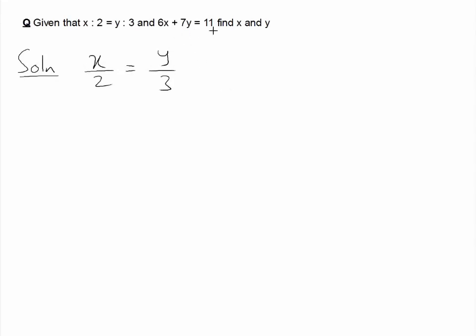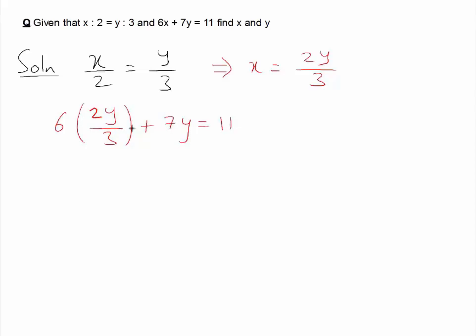Now in this question it's given x is to 2 equals y is to 3 and 6x plus 7y equals 11. To find x and y. So one method is that we find x from here. So x will become 2y by 3 and then substitute this in this x. So we will get 2y divided by 3 plus 7y equals to 11. Now we can solve for y from this equation and we will get y as 1, and substituting this value of y here we get x as 2 by 3.